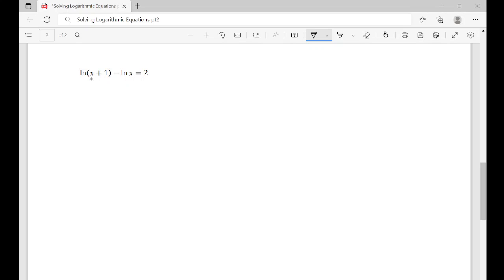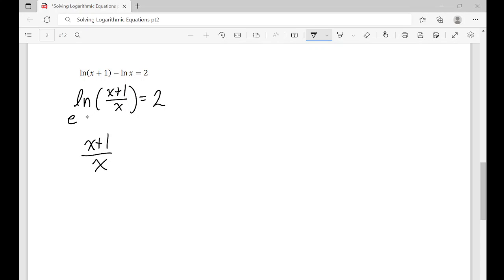Last, I have ln of x plus 1 minus ln x equals 2. And since these two logs are subtracting, I'm going to bring them back together as division. So ln of x plus 1 over x equals 2. And to get rid of these, I'm going to exponentiate both sides. Since this is ln, I need the opposite of natural log, which is e. So e to the ln is going to cancel out, leaving me with x plus 1 over x.